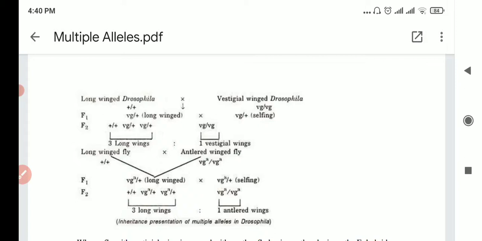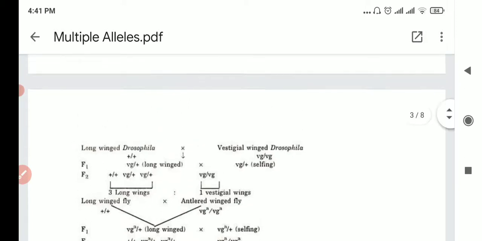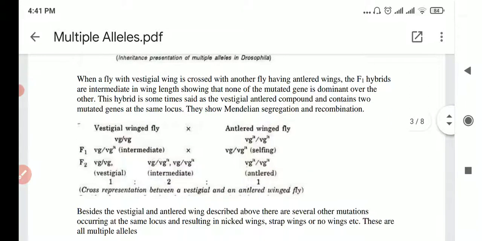You will understand how to do crossing better when we do the gene interaction. I will show you how we are doing it, okay? I'll show you line by line how to practice it. So when we cross a vestigial wing with an antlered wing, the F1 will have intermediate in between, okay? That will show that none of the mutant genes is dominant over the other.